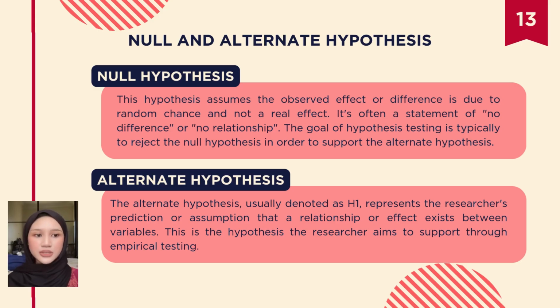The alternate hypothesis, usually denoted as H1, is the research prediction or assumption that a relationship or effect actually exists between variables. This is the hypothesis we aim to support through empirical testing. For instance, students who study have different exam scores compared to those who do not, or more specifically, students who study scored higher on exams.